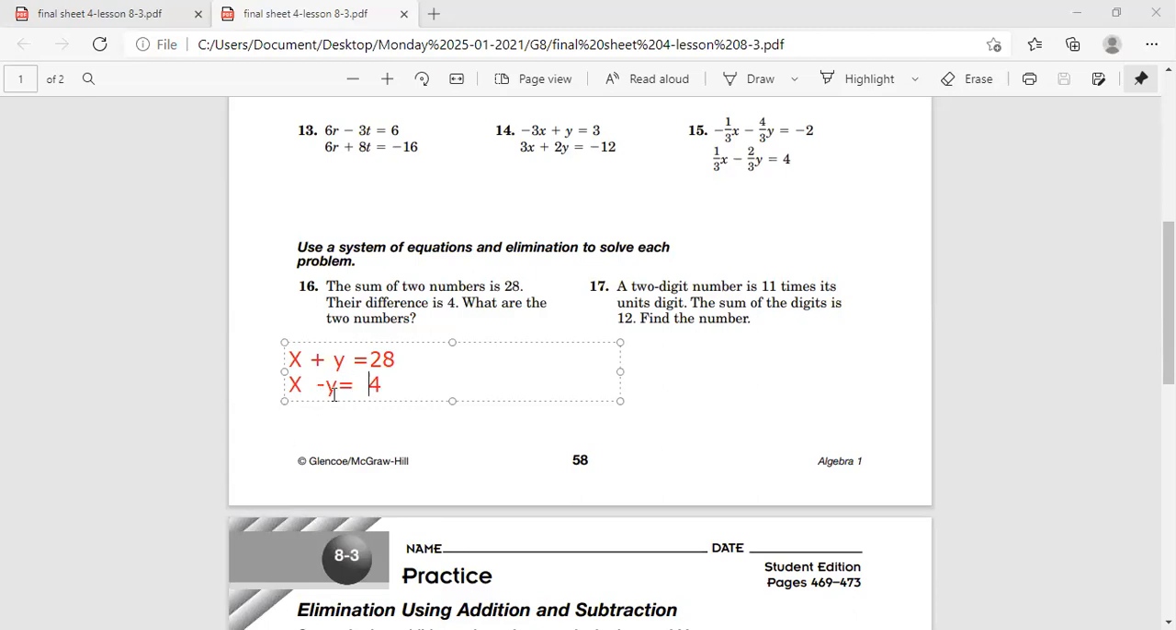Tell me, in this case, are you going to add or to subtract? Add. You will add. Why? Because they have different signs. Because you have the number and its additive inverse, right? So it will be 2x, positive y and negative y cancel together. And then 28 plus 4 will be 32, divided by 2 for both, then x equals how many?